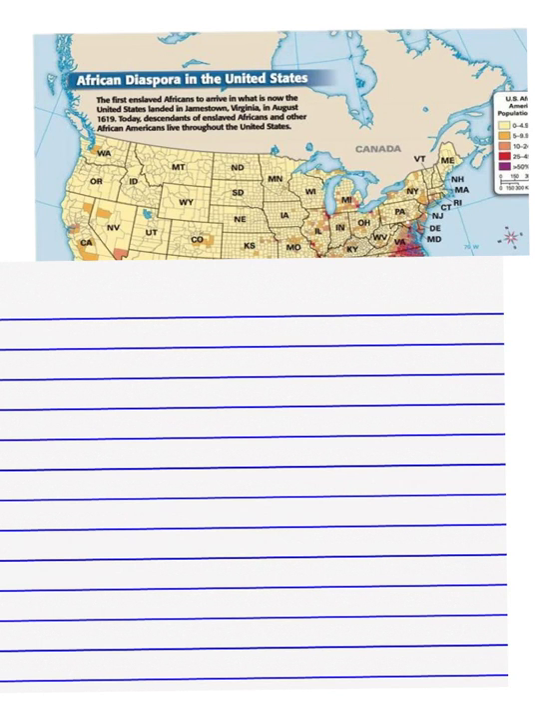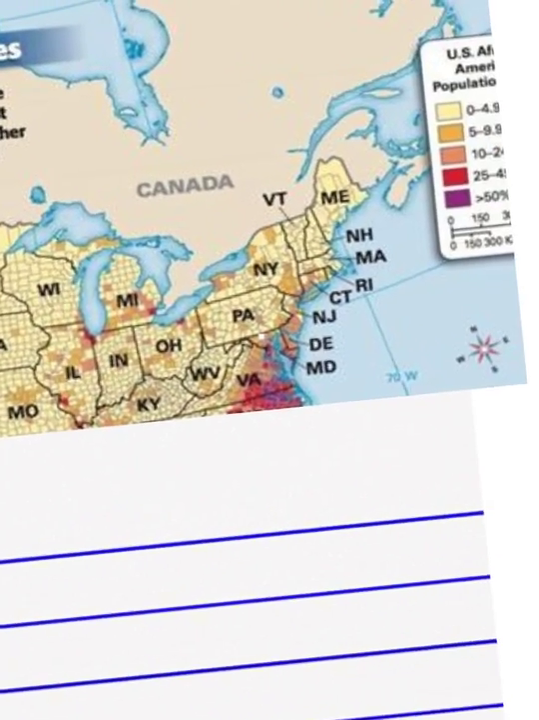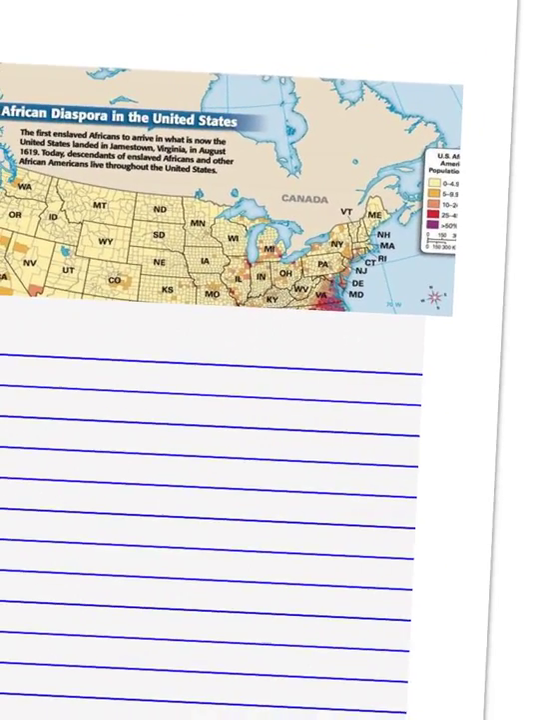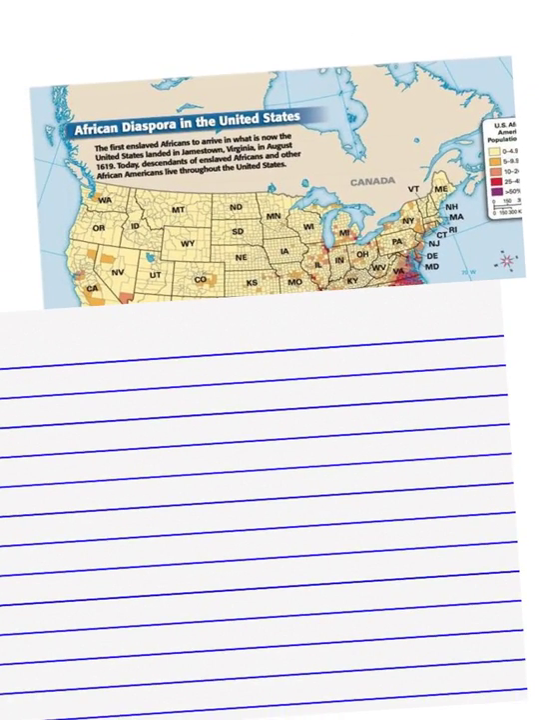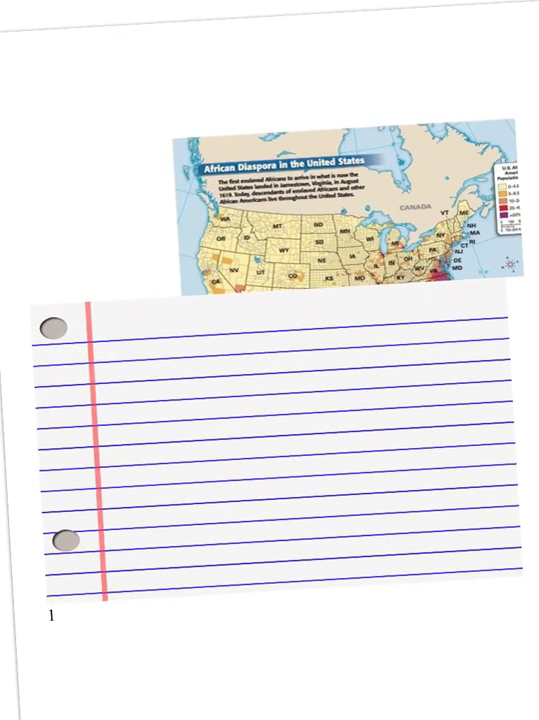So, if you look to the right over here, which again, it's cut off, and I apologize for that, but it says, U.S. African American population 2005. The lighter dots have less populations of African Americans, and the darker ones mean there's more concentration of African Americans in that part. So again, the question is, according to African diaspora in the United States map pictured below, what long-term effects did colonization have on Africans?